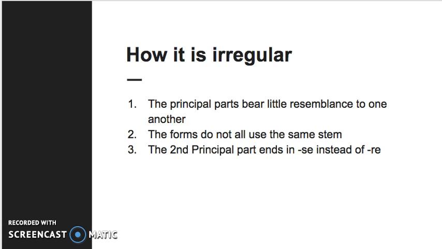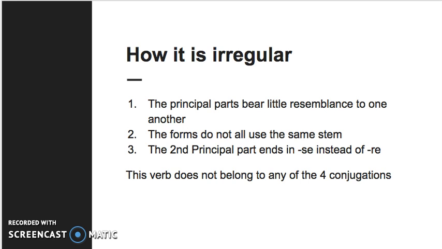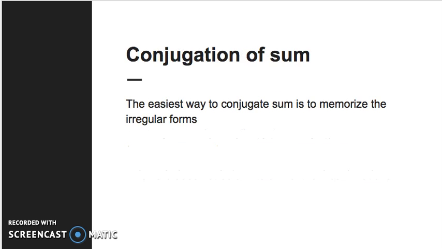The third reason this verb is irregular is because the second principal part ends in se instead of re. The second principal part is esse, E-S-S-E. And that's different, for example, than the second principal part of the verb amo, which is amare, A-M-A-R-E. Because this verb does not follow any normal pattern in Latin, it doesn't belong to any of the 4 conjugations. And as I said earlier, the best course of action is simply to memorize the irregular forms.